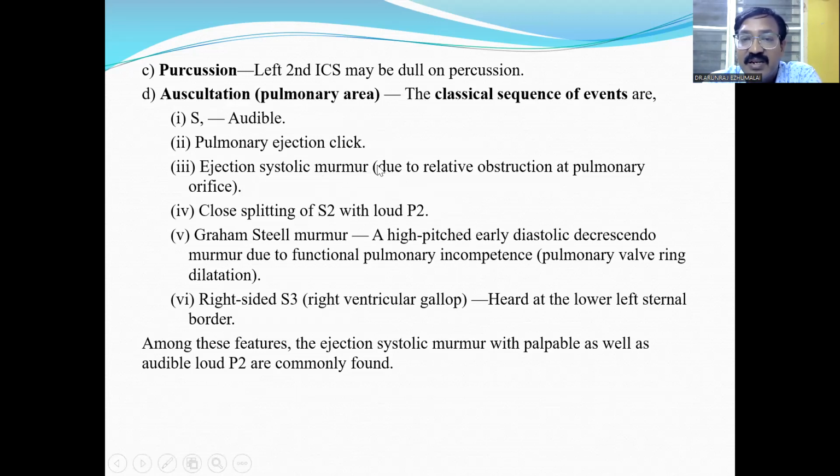S1 is loud, with a pulmonary ejection click. Ejection systolic murmur: when there is pulmonary stenosis or pulmonary hypertension, you may develop a pulmonary ejection systolic murmur due to relative obstruction at the pulmonary orifice. Graham Steell murmur due to pulmonary regurgitation may also occur, a high pitched early diastolic murmur due to functional pulmonary incompetence. With pulmonary hypertension, the pulmonary valve ring gets dilated, and so there will be a regurgitation. It will be early diastolic and decrescendo. This murmur is called the Graham Steell murmur.